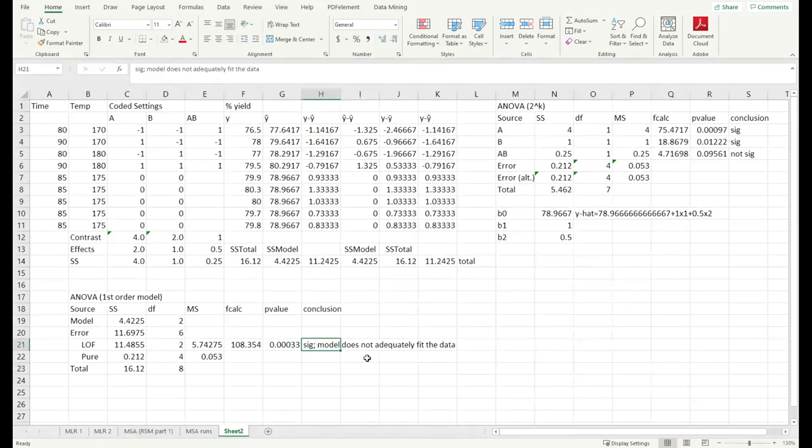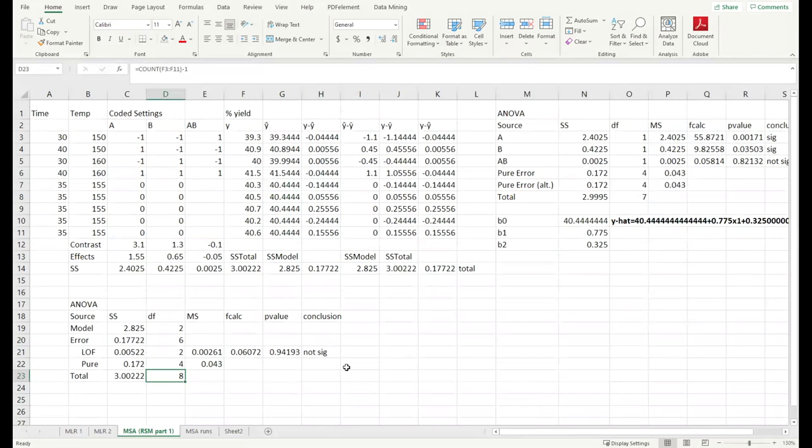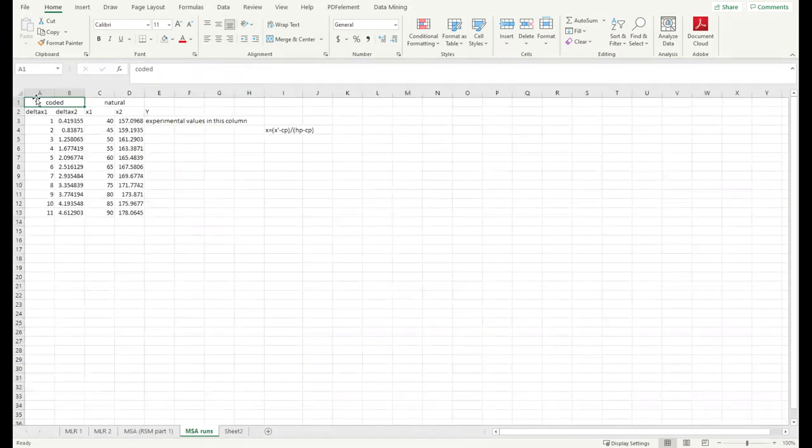You'll notice that here, the conclusion is the opposite of this part. You say here that it's not significant, which means that the model adequately fits the data. Right? So in this sense, this first order model can be used for the method of steepest ascent runs. Right? Because this is what we calculated. Then we made the MS, then we made experimental runs such as this one, and we got data.